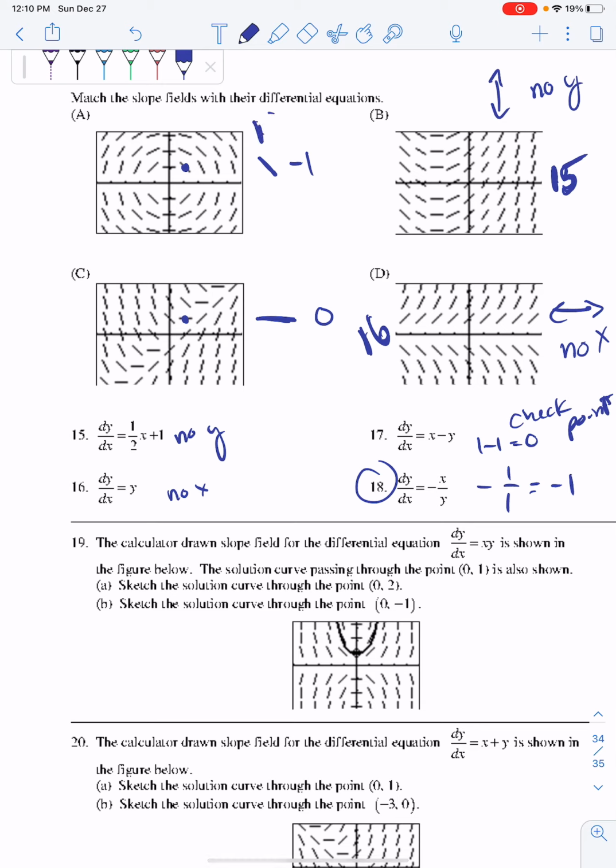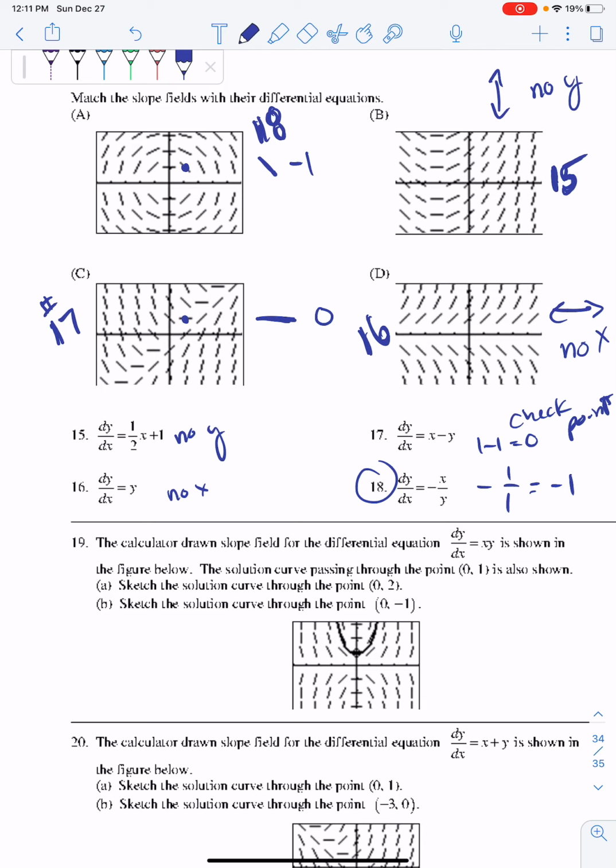So this is going to be my 18 equation. And 17 at 1, 1 has a slope of 0. So this is going to be number 17. So you just pick points, plug it in, and see which equation the slope matches.